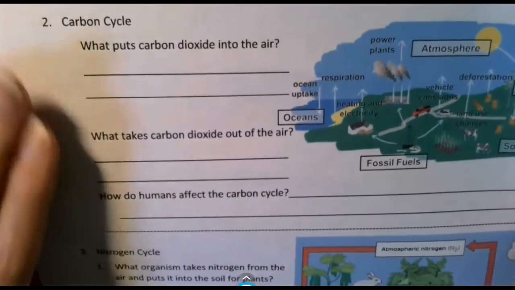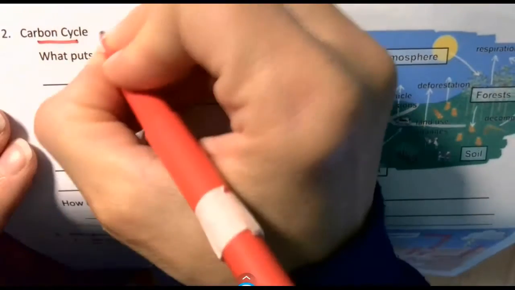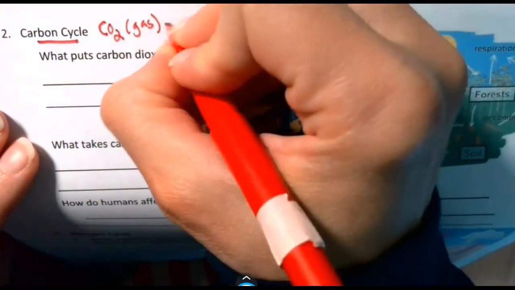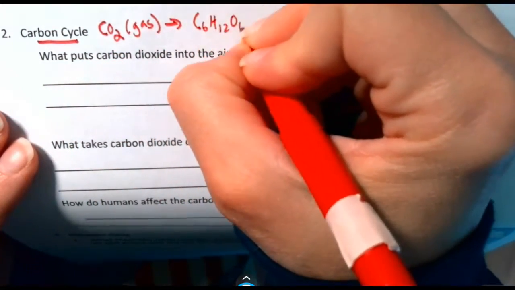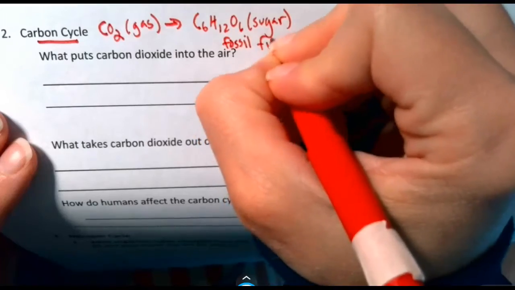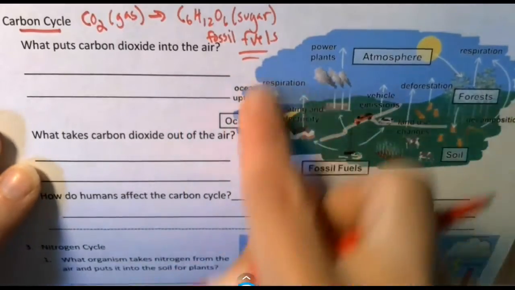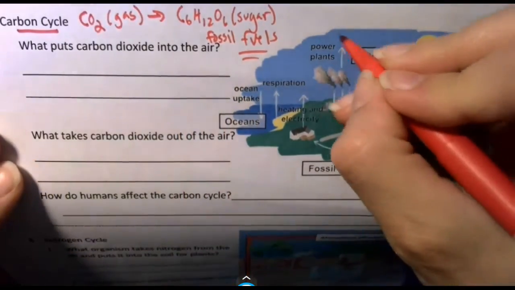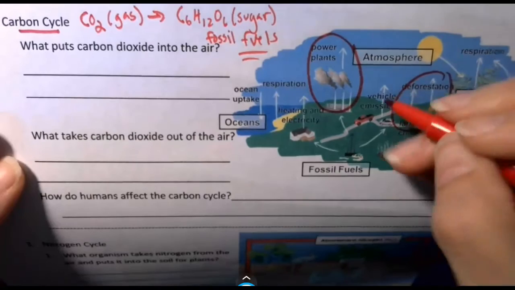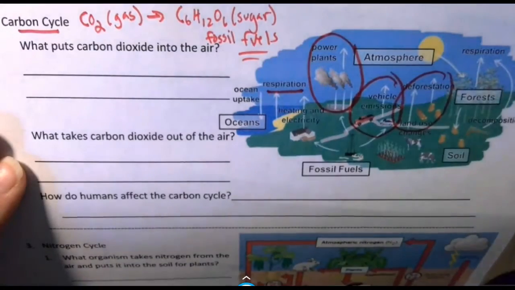The next cycle example we're going to talk about is the carbon cycle. The carbon cycle is the movement of carbon, as a gas like carbon dioxide. It can be moved as glucose. It can be moved as fossil fuels. This is all the movement of carbon. So let's see, what puts carbon dioxide in the air? We can look at this picture. Power plants put carbon dioxide into the air. Deforestation puts carbon dioxide into the air. Driving our cars puts carbon dioxide into the air. Respiration puts carbon dioxide into the air.